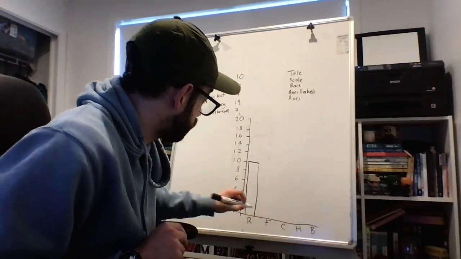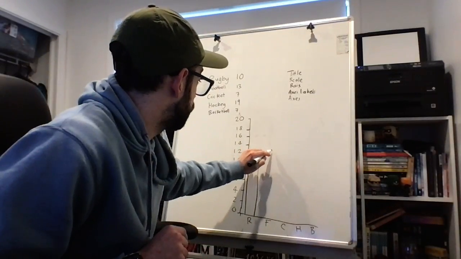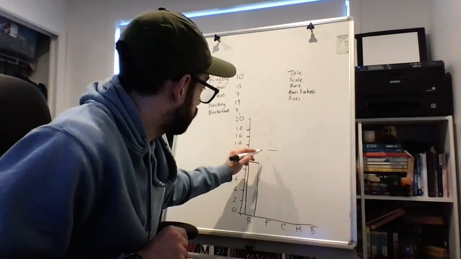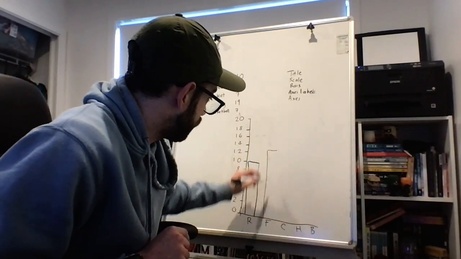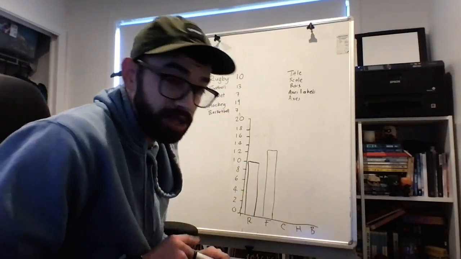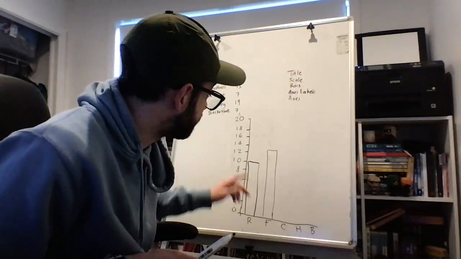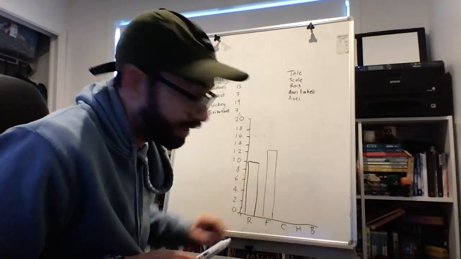Next, football. Football is 13, so we follow up from football. We get to about halfway between 14 and 12. We draw our bar. Now, your bars will be way better than mine, okay, because you were doing it in your maths book. Their bars want to be the same width. I'm on a whiteboard, so it's not super easy. But as you can see, I've left a gap.